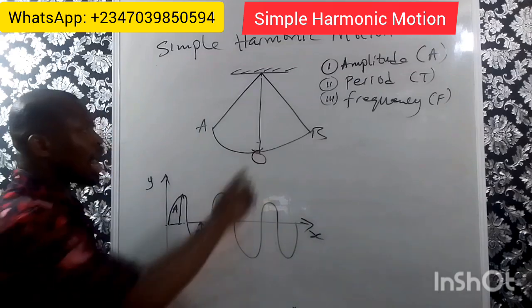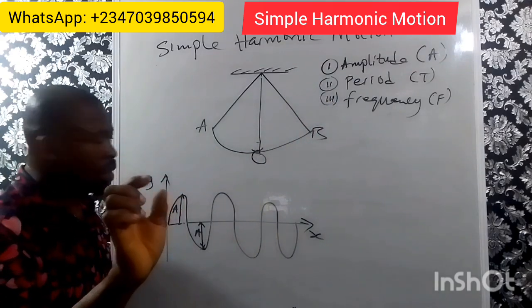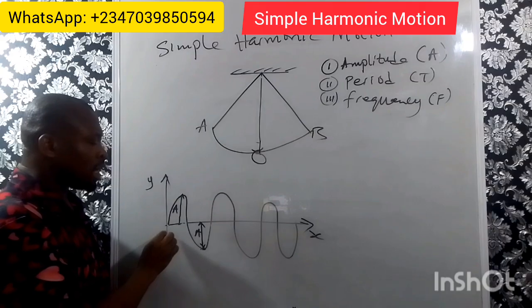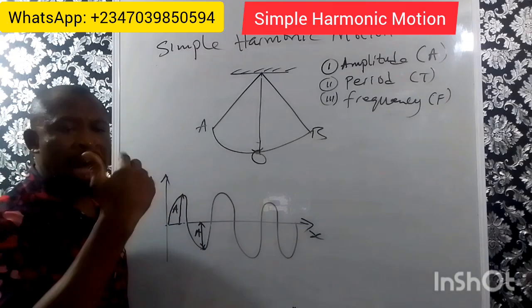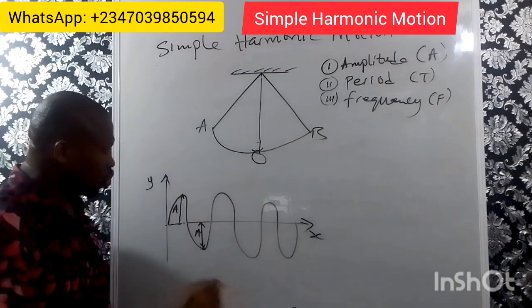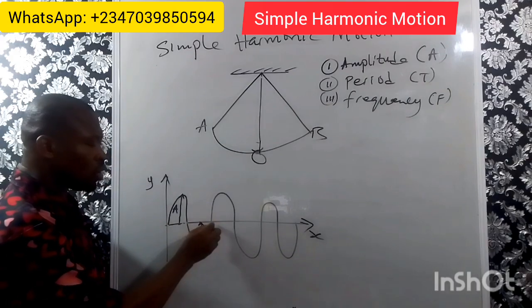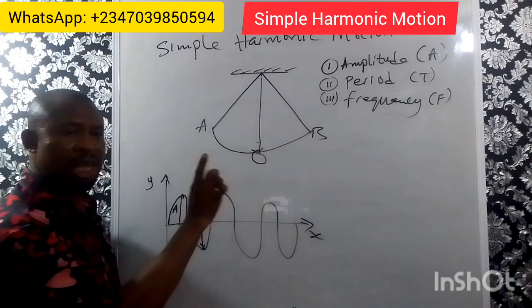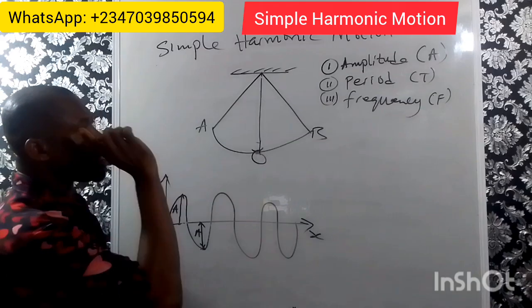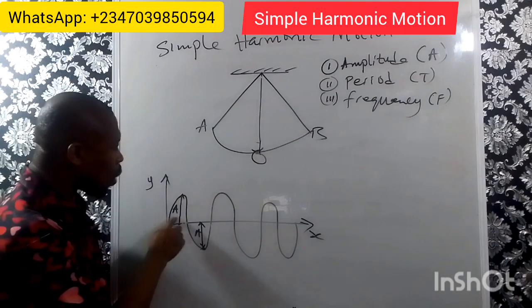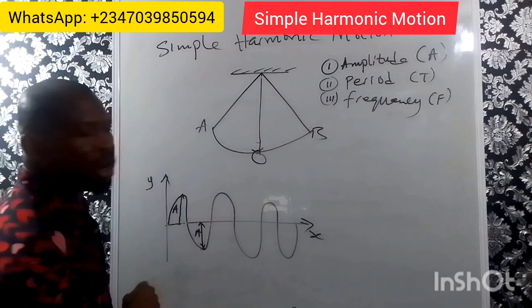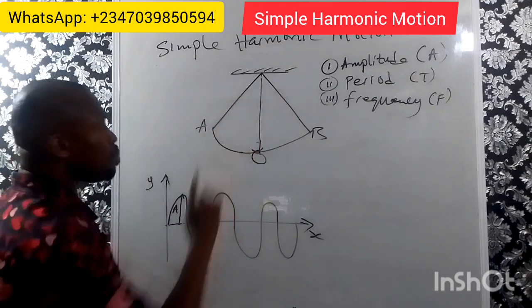Now we can say that the period of a simple pendulum is the time taken for a body to make one complete oscillation. From here to here is half, from here to here is another half. So half plus half is one complete oscillation. So the time taken for a particle to make one complete oscillation is what we regard as a period.